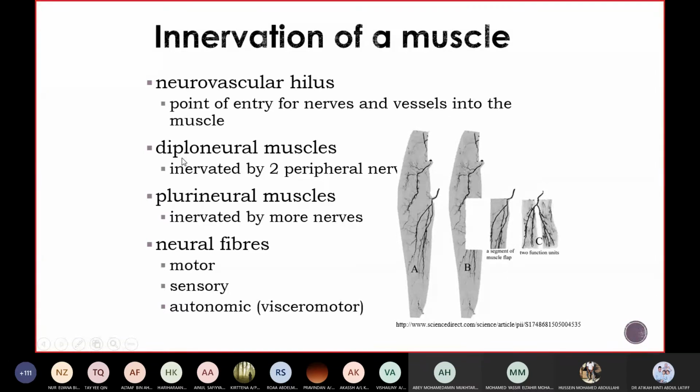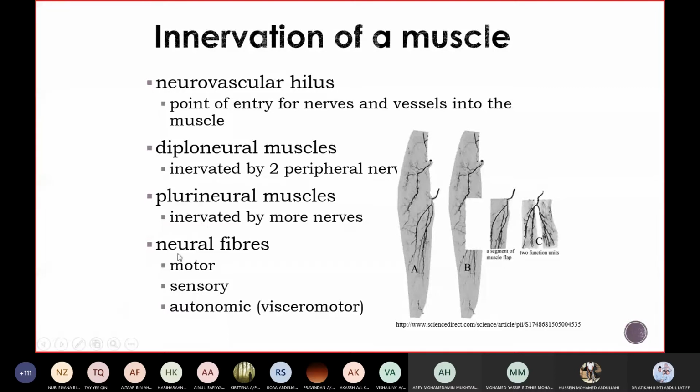If it's a diploneural muscle, it is innervated by 2 nerves. Plurineural, it is innervated by many nerves. As for neural fibers that supply the muscle, there are 3 different types. Some give motor innervation, some give sensory innervation, and some give autonomic innervation. Autonomic, for example, the muscles in your GI tract. You cannot control your peristalsis, right? That is autonomic innervation because it is automatically controlled by your brain.